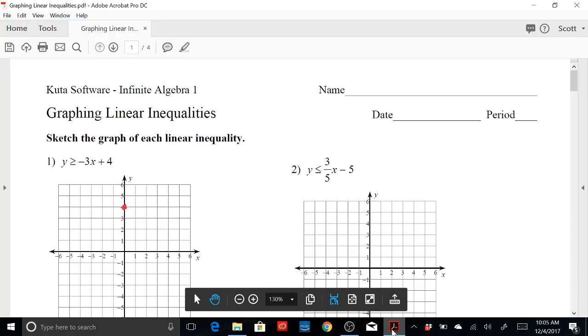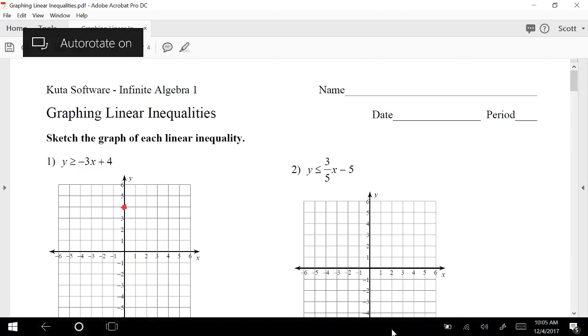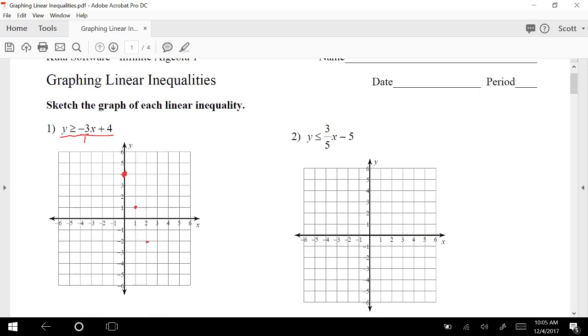Okay guys, we are going to work on graphing linear inequalities right now. And these are just like graphing lines. So this equation right here, y is more than or equal to negative 3x plus 4. You graph that just like y equals negative 3x plus 4, where you start with the y-intercept of 4, and then you use the slope, which would be negative 3 over 1, to find the next point. So you go down 3 over 1, down 3 over 1, down 3 over 1. So basically it would follow that pattern.